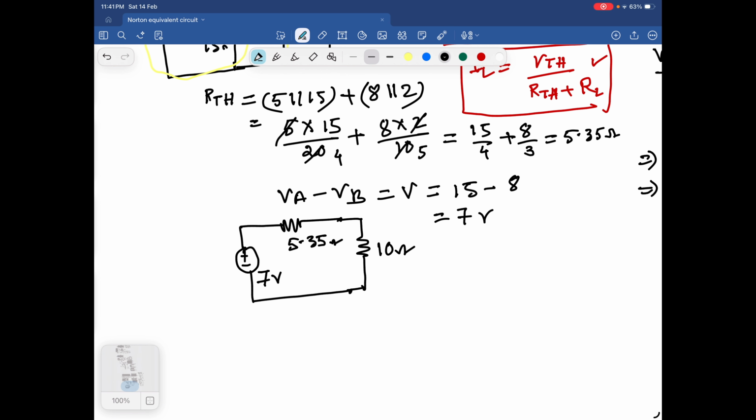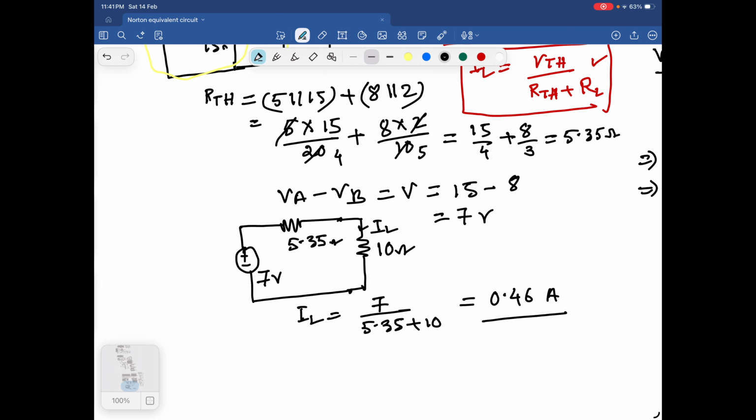Now the current through the 10 ohms, this is IL. So IL is equal to 7 divided by 5.35 plus 10. This is equal to 0.46 ampere. So this way you can find out the current through the load resistance.